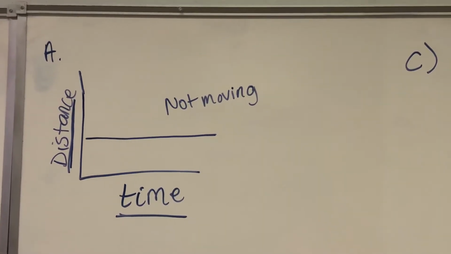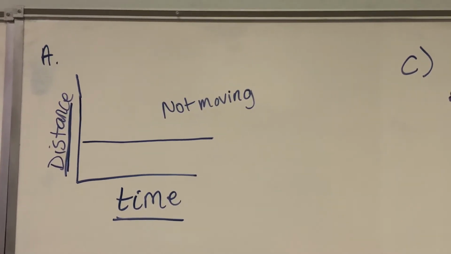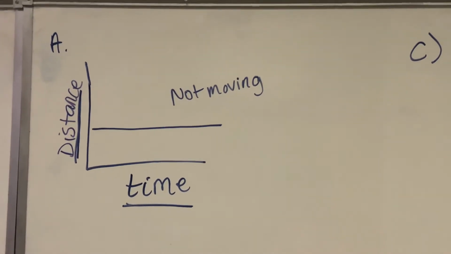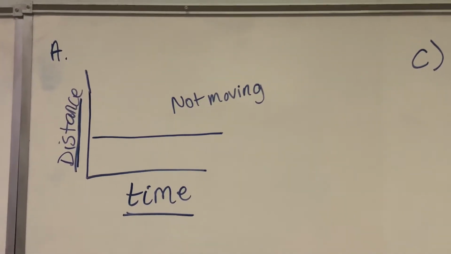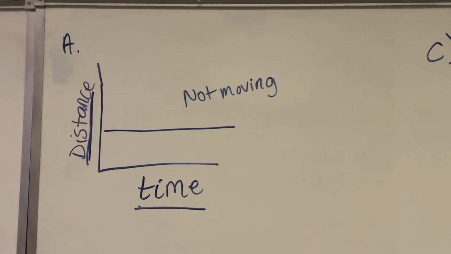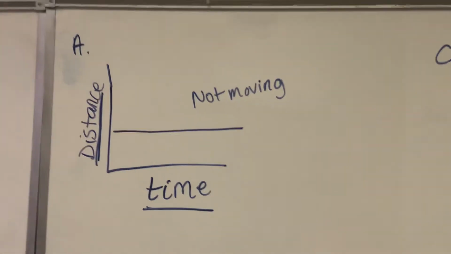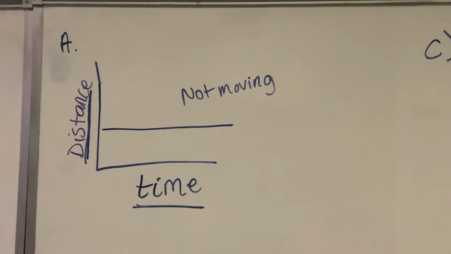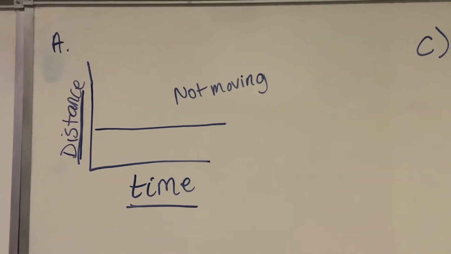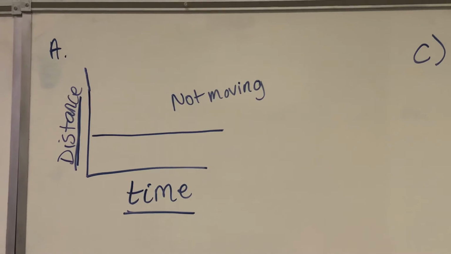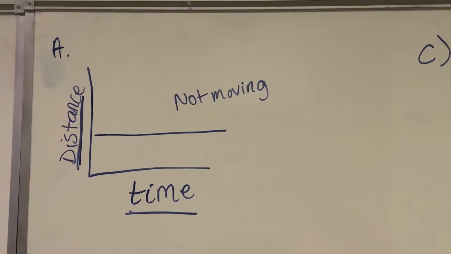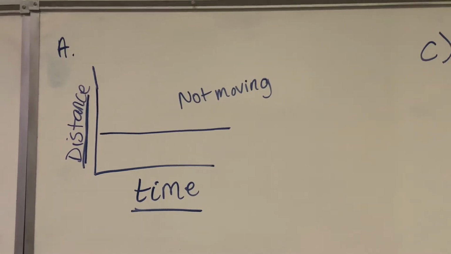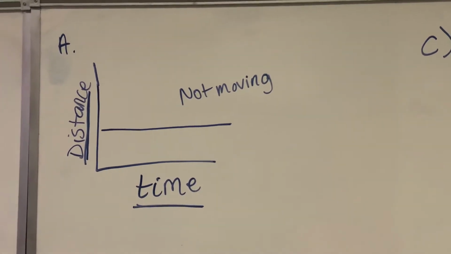Okay, so number A, we have a line. Any time a line is horizontal like this, it is not moving, okay? Only in distance versus time graphs. It looks different in an acceleration versus time graph, and I will show you in a minute. So any time you have a line that goes straight horizontal on a distance time graph, it is not moving.